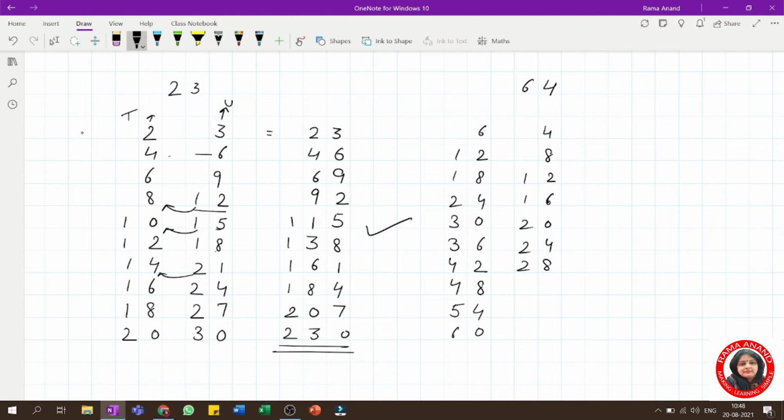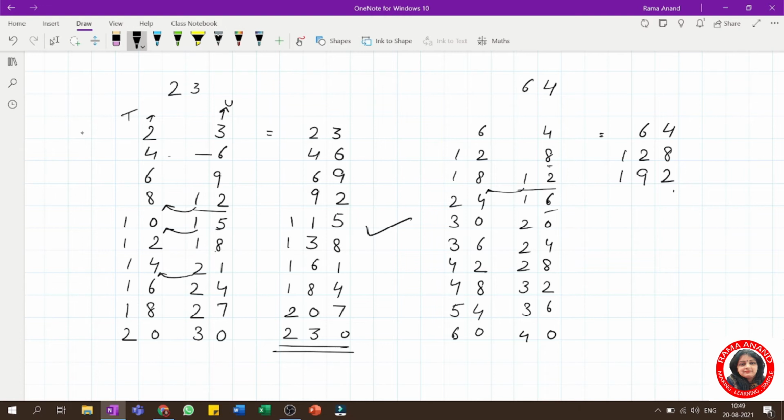6, 7, 8, 9, 10. So now my first digit will be 64 ones are 64. Out of this 8, as it is a single digit, so just write it as it is, 128. Out of this 12, keep 2 over here, move 1 forward. So 18 plus 1, 19.